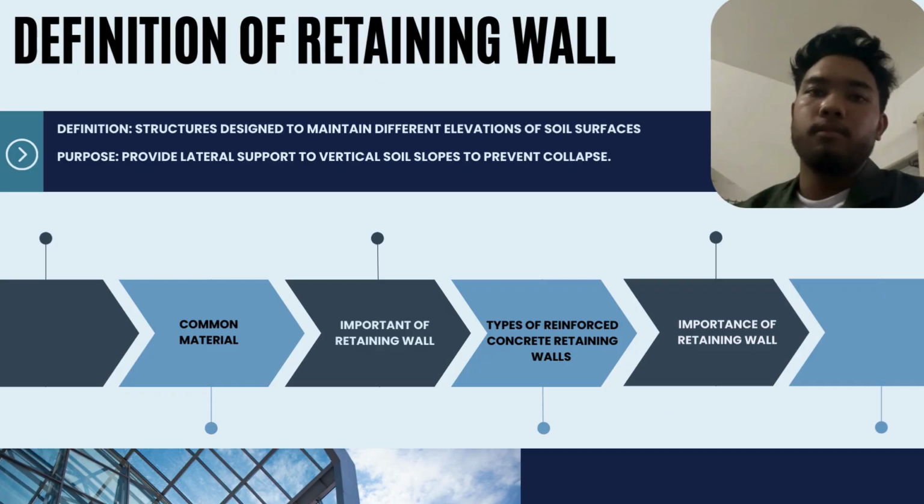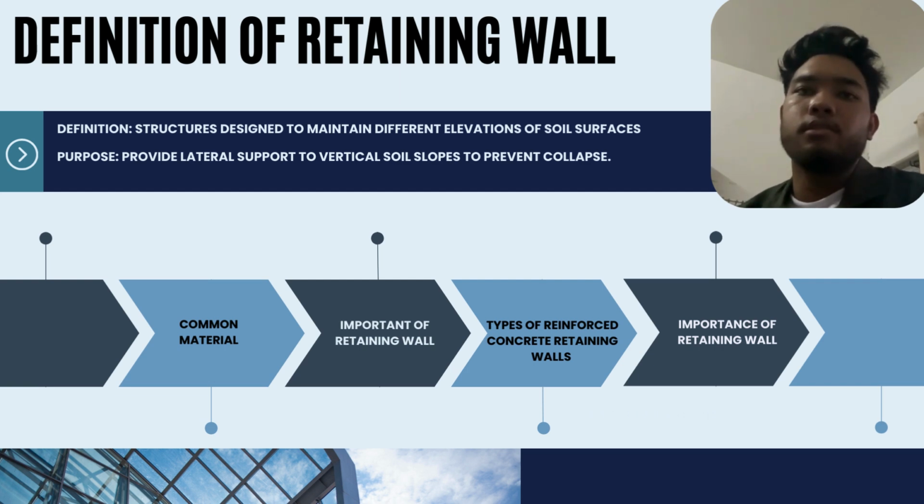So now I would like to explain the definition of a retaining wall. A retaining wall is a structure designed to maintain different elevations of soil surface, providing lateral support to a vertical soil slope to prevent collapse. Common materials for constructing retaining walls include treated lumber, poured concrete, concrete block, rock and stone, each of which varies in use and lifespan. Retaining walls are crucial in various engineering applications such as irrigation, bridges, railroads, and highways.